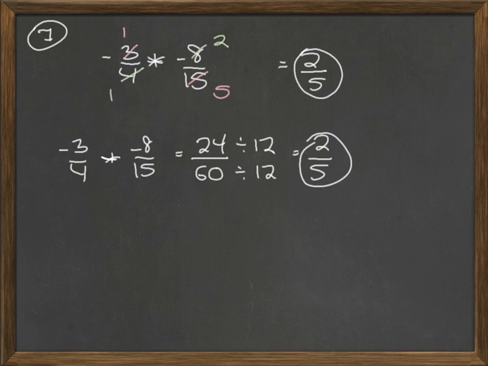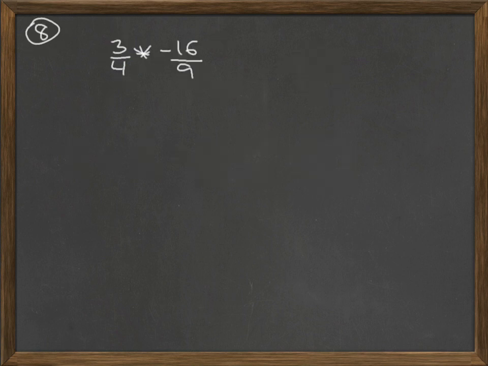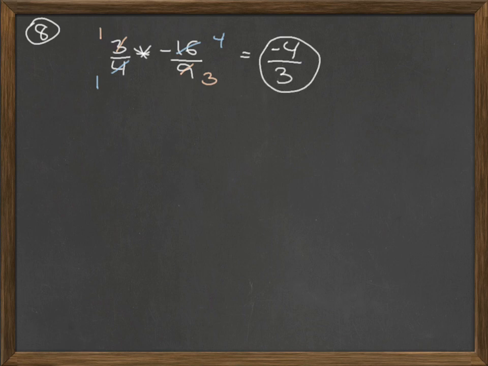All right, let's do a few more examples. Number 8 is 3/4 times negative 16 over 9. So again, we have the opportunity, if we want to take it, to reduce first. 3 divided by 3 is 1. 9 divided by 3 is 3. We can also reduce. 4 divided by 4 is 1. 16 divided by 4 is 4. Notice that I'm ignoring the negative signs when I reduce. I'm just leaving the negative sign there. So now I have 1 times negative 4. That's negative 4. And I have 1 times 3, which is 3. So this problem gives me negative 4/3.